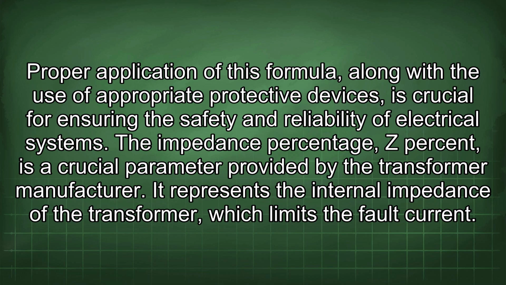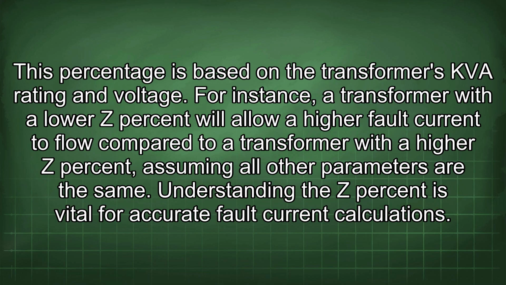The impedance percentage, Z%, is a crucial parameter provided by the transformer manufacturer. It represents the internal impedance of the transformer, which limits the fault current. This percentage is based on the transformer's kVA rating and voltage. For instance, a transformer with a lower Z% will allow a higher fault current to flow compared to a transformer with a higher Z%, assuming all other parameters are the same. Understanding the Z% is vital for accurate fault current calculations.